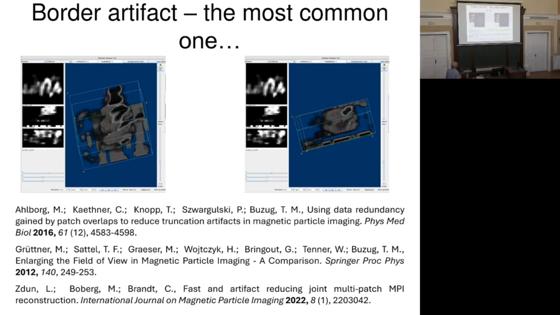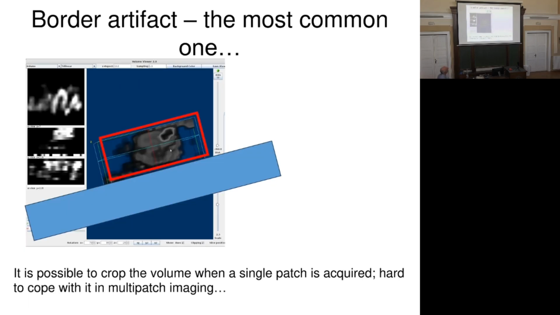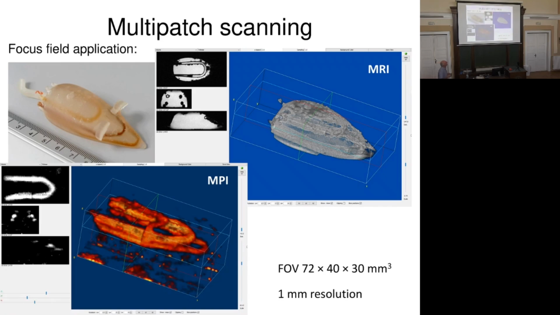The easiest way how to cope with it, well, here are some papers which mention this and speak about how to reduce this artifact, but the easiest way is just to cut it. If you have a single volume, it's easy, you can cut it and just take the part which you are interested in. But of course, if you do multi-patch imaging, it's not so easy as Martin presented here. There are many different approaches how to cope with it.